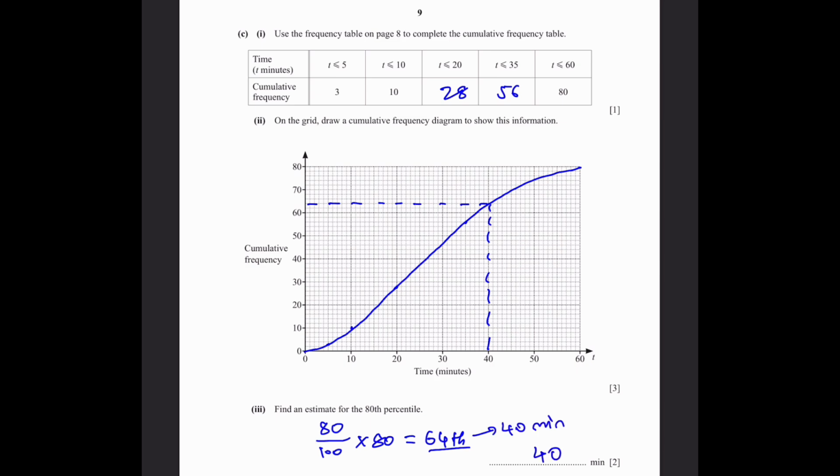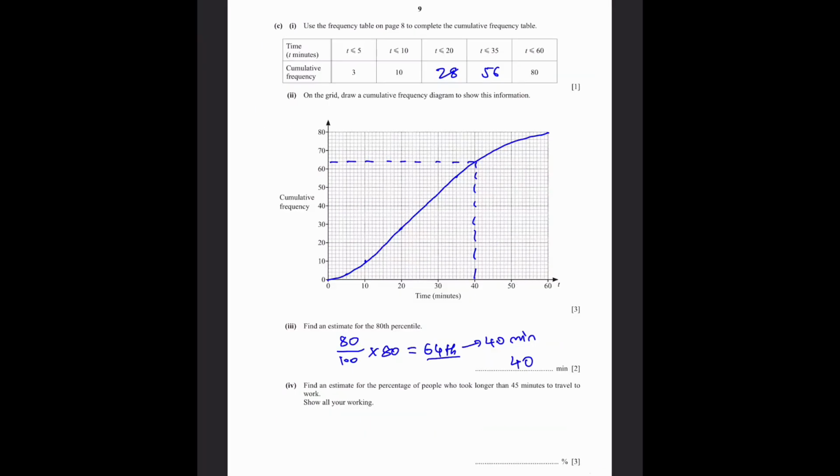That's our answer. Now for part 4. Estimate the percentage of people who took longer than 45 minutes to travel to work. Show your working. So the number of people who took longer than 45 minutes is approximately 80 minus 70, because 70 is those who took less than 45 minutes. Now greater than 45, as I said, is approximately 10 people.